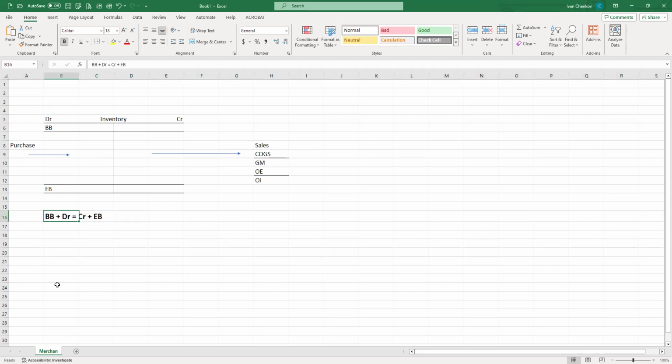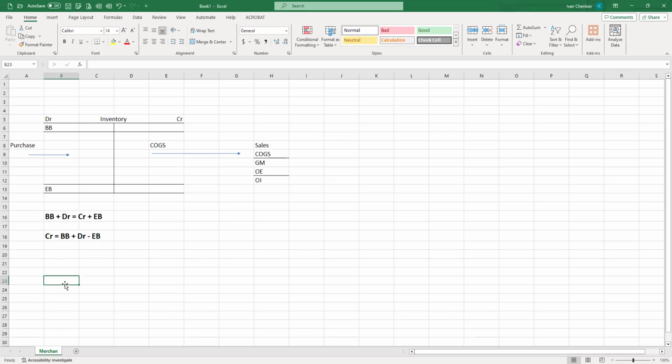So let's test this one. If I want to find our credit, which here represents cost of goods sold, I have to express credit as equal to beginning balance plus the debit minus the ending balance. Correct? Now, in our case, all the credits represent cost of goods sold, and all the debits represent our purchases. There are no other options here.